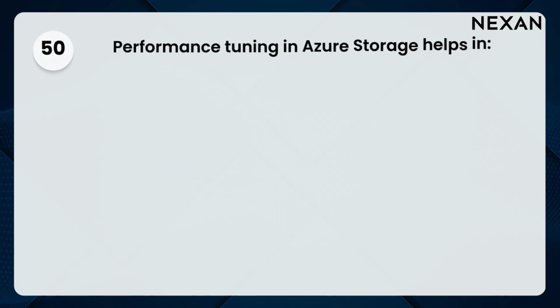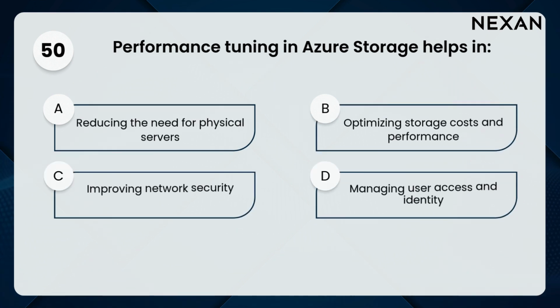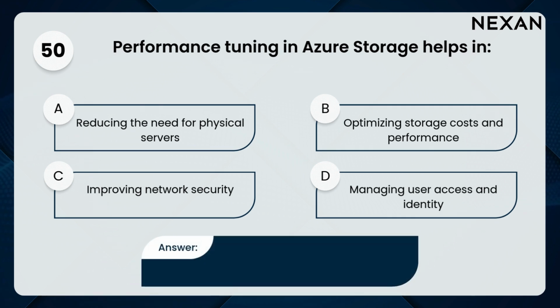50. Performance tuning in Azure Storage helps in A. Reducing the need for physical servers. B. Optimizing storage costs and performance. C. Improving network security. D. Managing user access and identity. Answer B. Optimizing storage costs and performance.